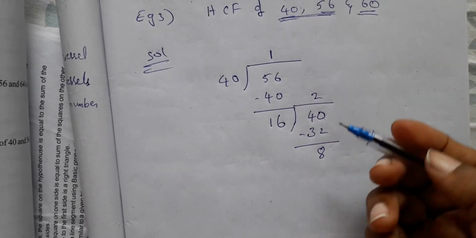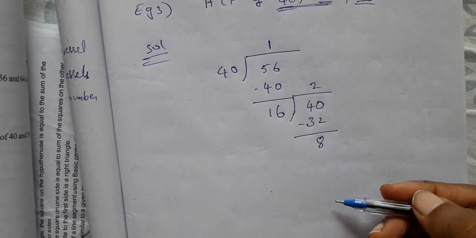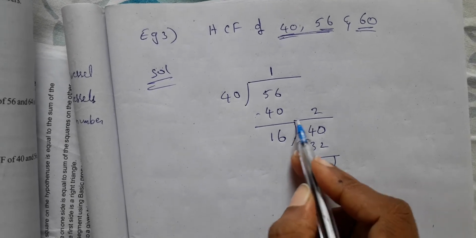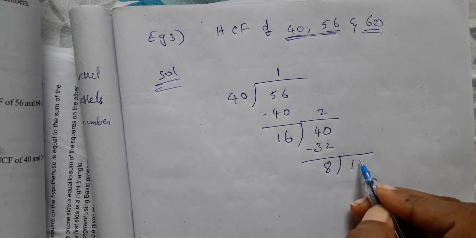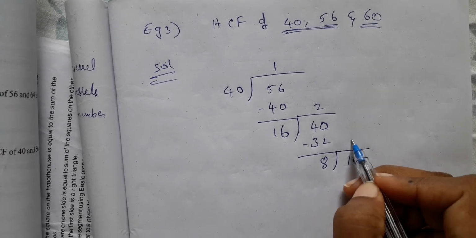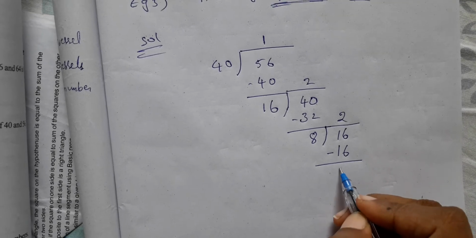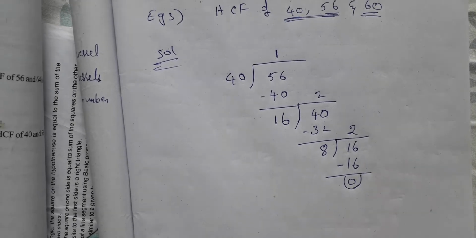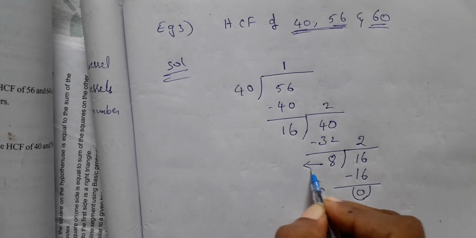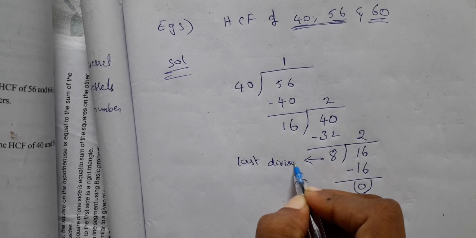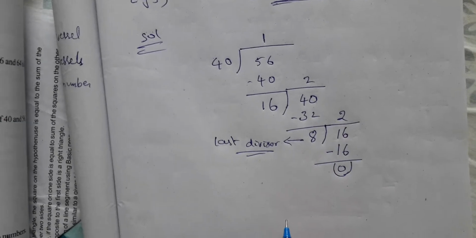What did I say? This process should be continued until we get 0 as the remainder. So now this divisor will take the place of the dividend. 8 twos are 16. Very good. So now the remainder is 0. What is the last divisor? Last divisor is 8. Now what is the next rule?